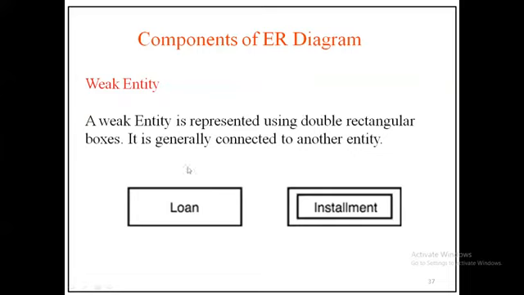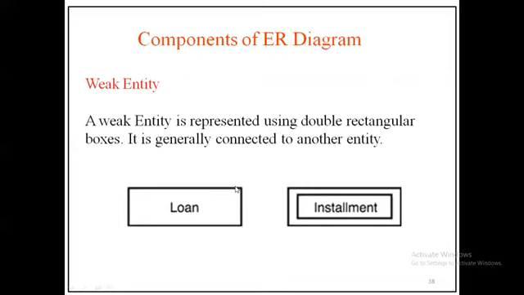Now weak entity. Another component of an ER diagram is the weak entity. A weak entity is represented using double rectangular boxes. It is generally connected to another entity. Installment is one entity, loan is another entity. Obviously, installment depends on the loan entity. That's the reason installment is a weak entity. So a weak entity is represented using a double rectangle, meaning installment depends on loan.